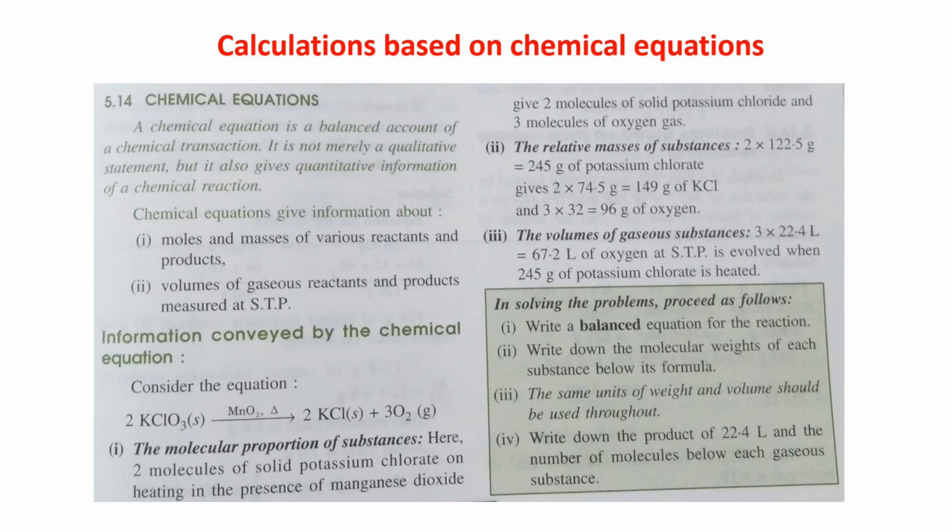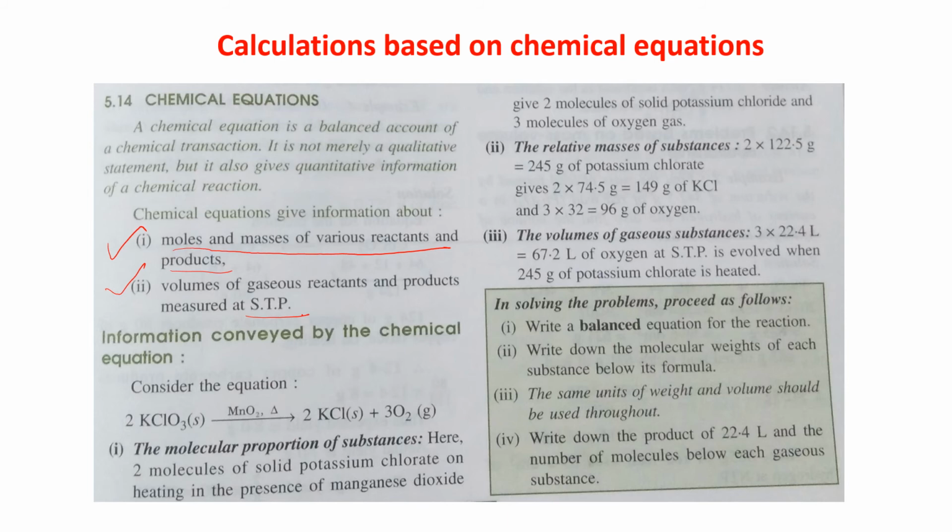What are the information that we are getting from a chemical equation? Moles and masses of various reactants and products, this is the one information that we are getting. And another information, volume of gaseous reactants and products measured at STP. What volume of the gaseous reactants and the products are forming at STP? That means it is giving a quantitative measurement. How much? What is the number? All these things are coming under quantitative information.